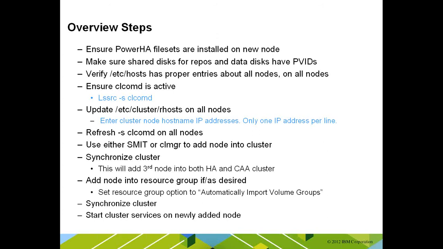We also need to make sure that /etc/hosts has all the appropriate information in it for all the nodes in the cluster, including the new node that we're adding. So all three of them must know about each other's interfaces. Need to make sure CLCOMD is active, which is enabled by default anyway. Update the /etc/cluster/rhosts on all three nodes to make sure that they each know about the IP address that resolves to the host name of each node. Refresh CLCOMD.